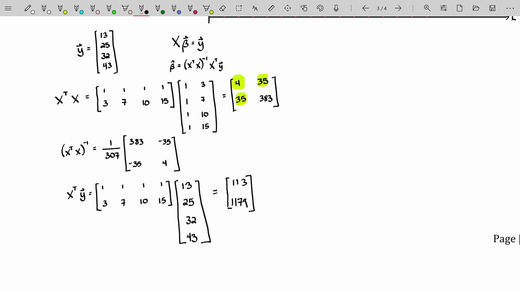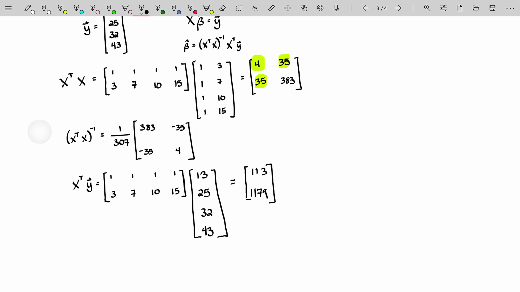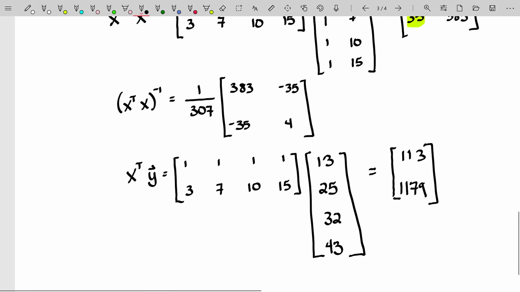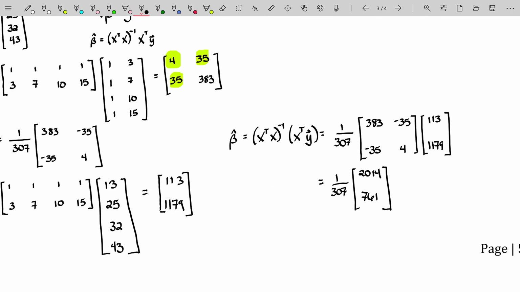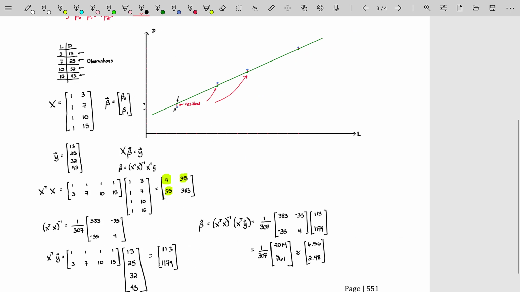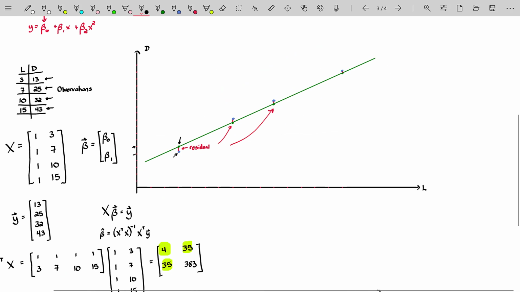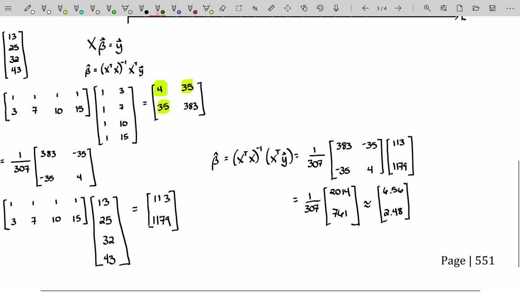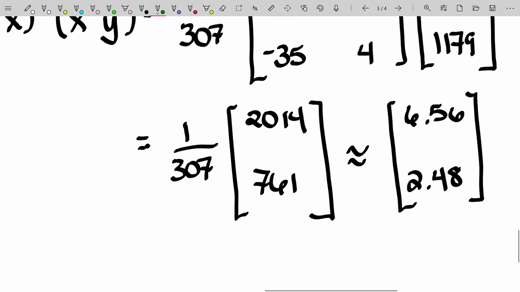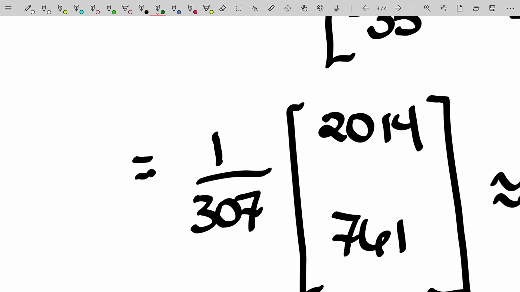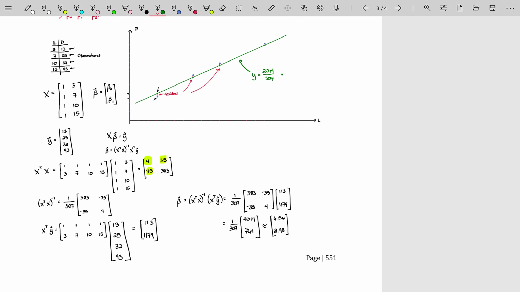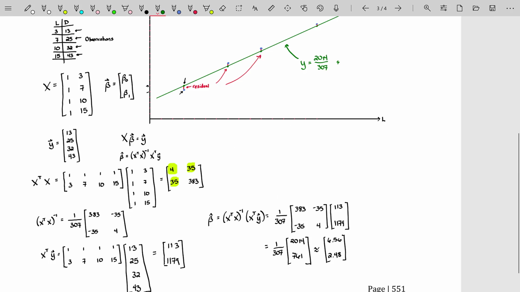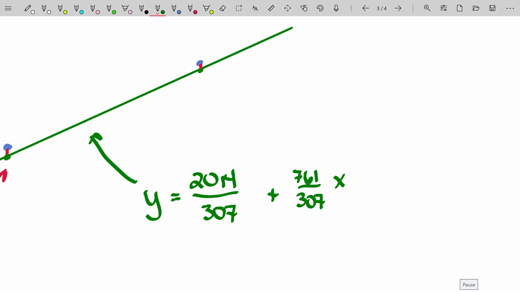All right, and then we get to that point right there. Now what we're going to do is take our X transpose X inverse and multiply it against our X transpose Y. Let's go ahead and do that right now. So we get this as our answer. Well, what the heck does that mean? Well, it means that this line right here is built of the coefficients from this vector. Remember, B naught, which is 2014 over 307, is the constant in our linear equation. And B sub 1, which is 761 over 307, is the coefficient of X in that equation.